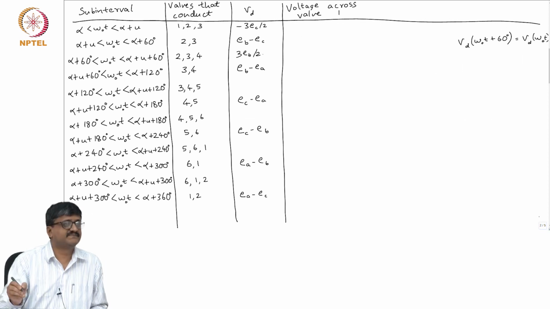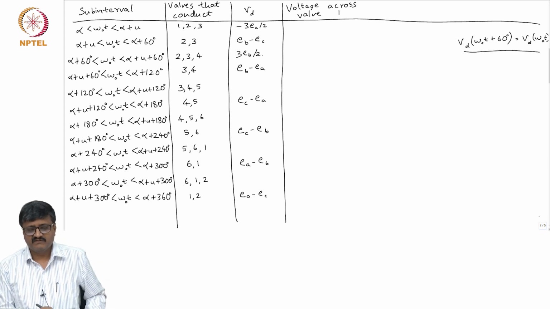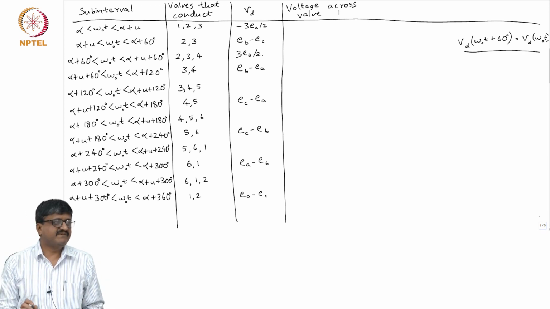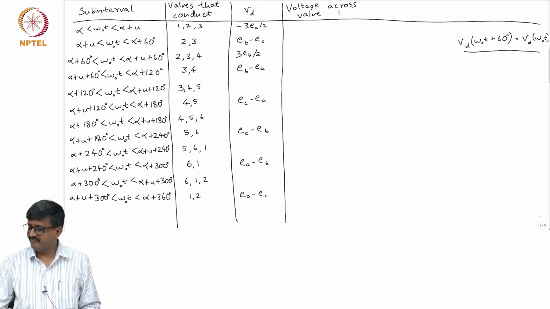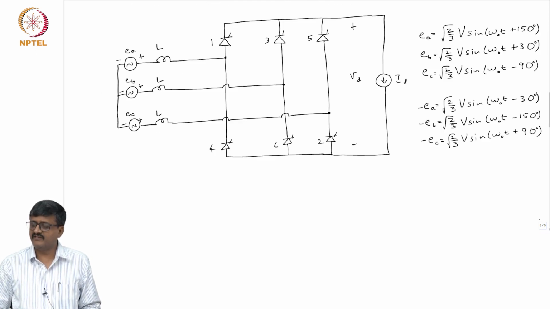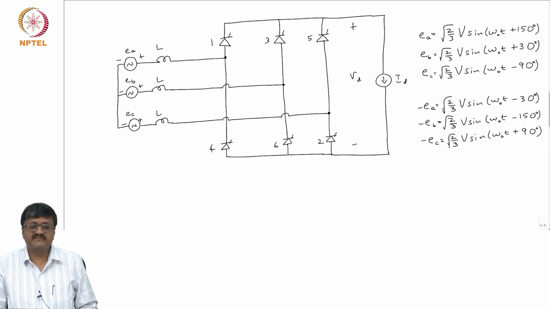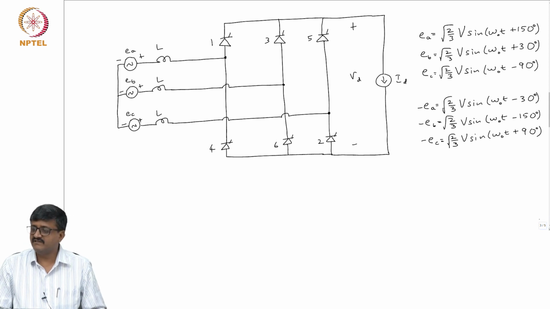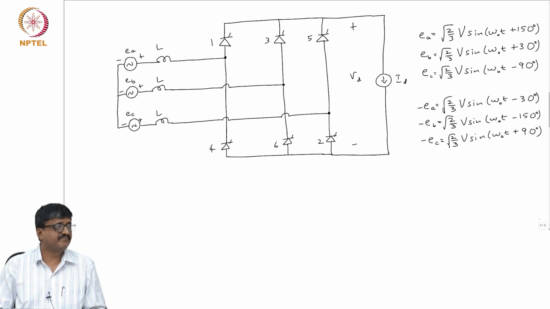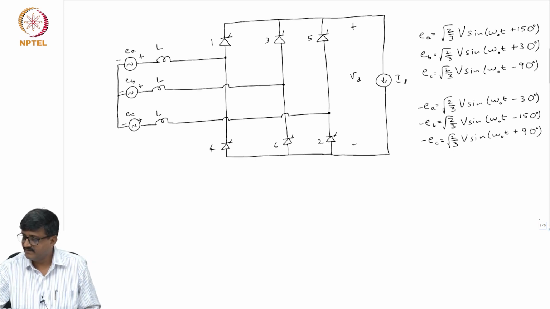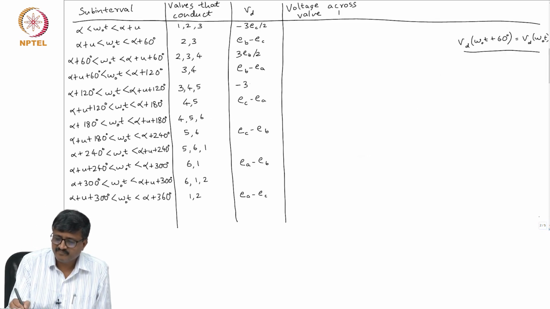Is that okay? Then in the fifth subinterval, I have to take a waveform which lags EB by 60 degrees. Again, if you look, EB is at 30 degrees. So, something which lags EB by 60 degrees is minus EA. What is the waveform? Minus EA. So, it is minus 3 EA by 2.